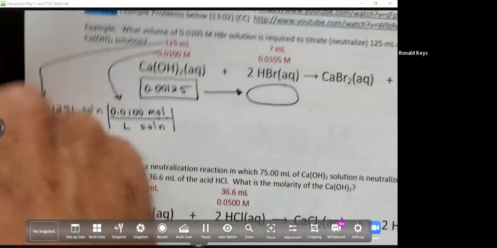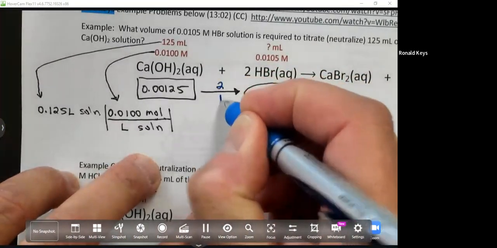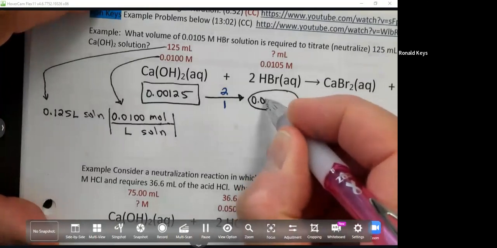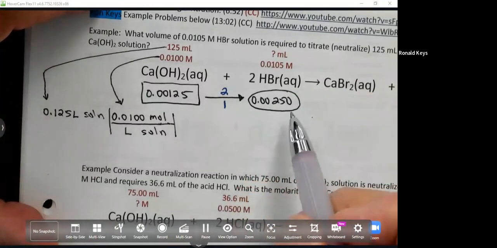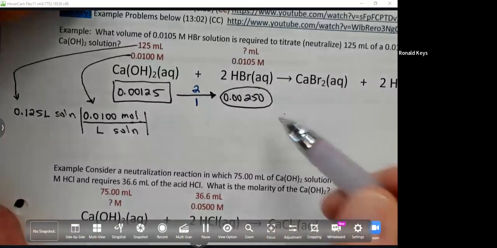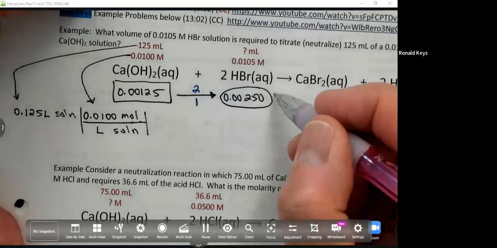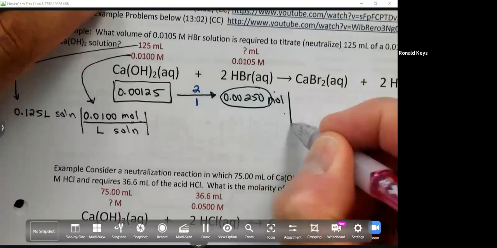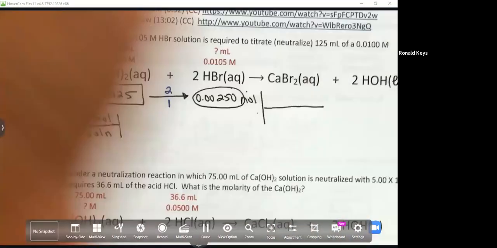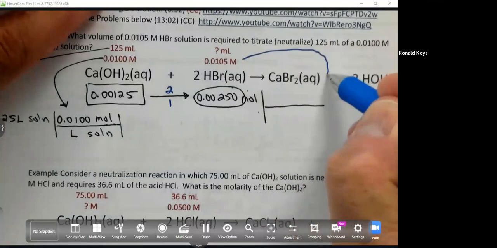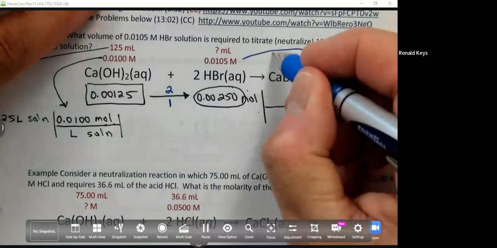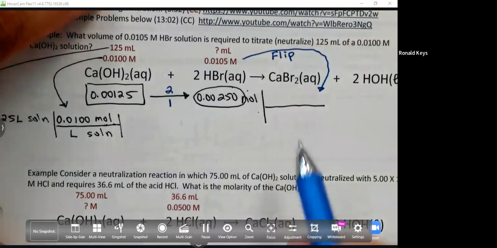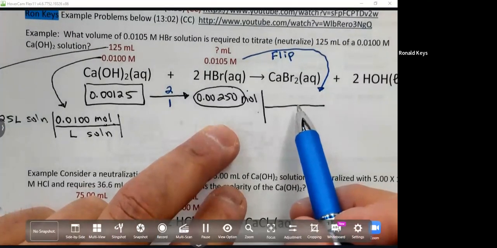And my mole ratio fraction is 1. So we have 0.00250 moles of hydrochloric acid. We know that this is in moles, and this is moles, but we always know we have moles there. I want to get milliliters. I'm going to bring this down and I am going to for sure flip this. Otherwise, I'd end up with moles squared, right? I can't end up with moles squared.